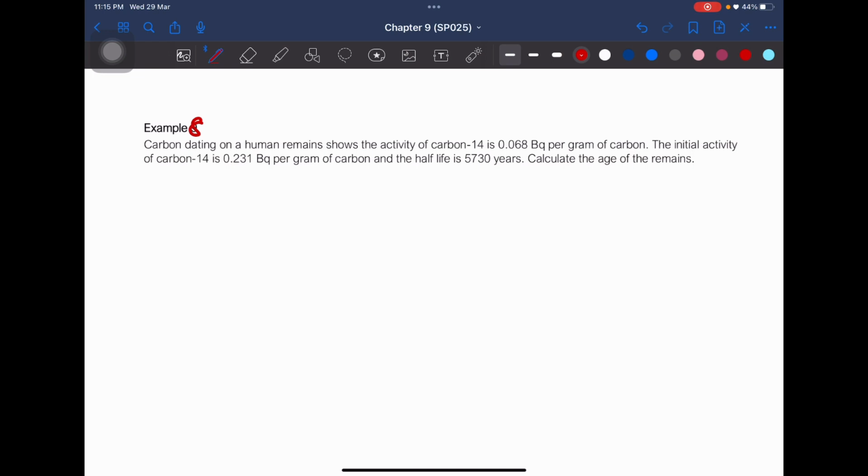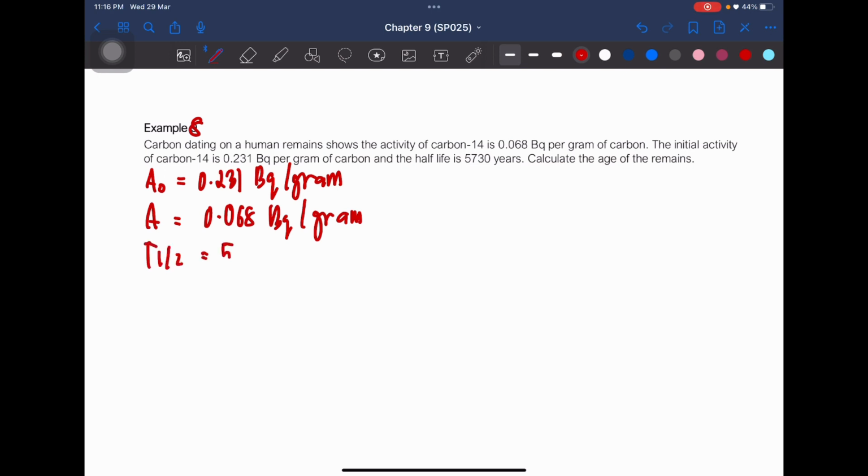Okay. So basically, the original activity of the carbon is 0.231 becquerel per gram. Dia cakap sana per gram. Lepas tu, the remainings is 0.068 becquerel per gram. Okay, so the half-life is given as 5,730 years. Okay, so kita perlu cari apa ni? Kita perlu cari age of the remains.